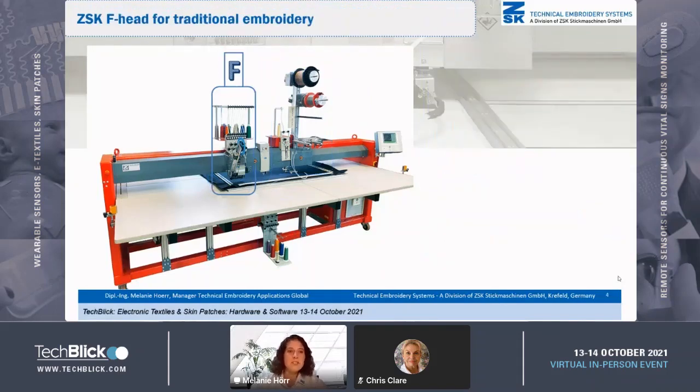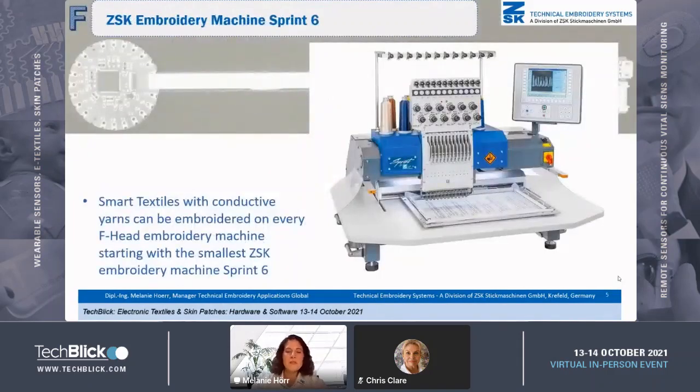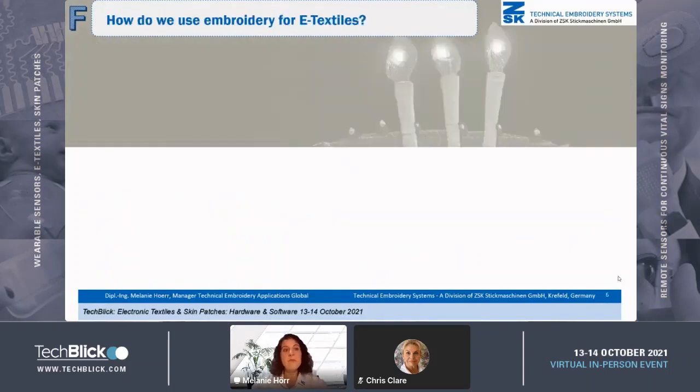But let's start with the traditional embroidery that we do with the F head. If you take a look at this small machine, that is actually the smallest embroidery machine of ZSK. Also with this small embroidery machine, you can do conductive yarn embroidery. But how do we use embroidery for e-textiles?